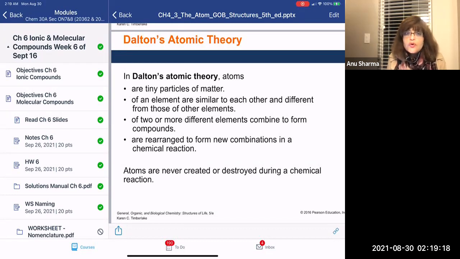Two or more different elements combine to form a compound. So if the elements are going to react, then in the reaction they will produce a new substance, and the name of the new substance is called a compound. Whatever that new substance is depends on which elements were combined and their combining capacity.